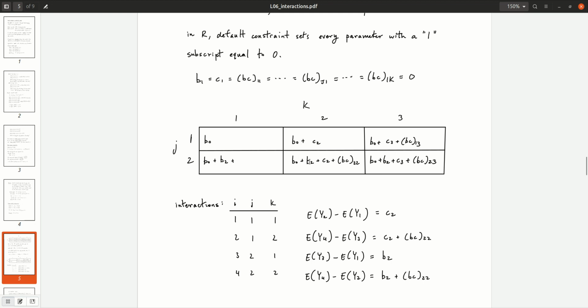If we look at this comparison, this is y4 minus y2, according to this table here. Take the difference, we get b2 plus BC22. What it's measuring is the effect of changing the first factor from 1 to 2 when the second factor is at its level 2. And again, we see that the effect of changing the first factor from 1 to 2 depends on the level of the second factor, and that is the hallmark, the defining characteristic of an interaction model. And it depends on it because there's this additional parameter, BC22.